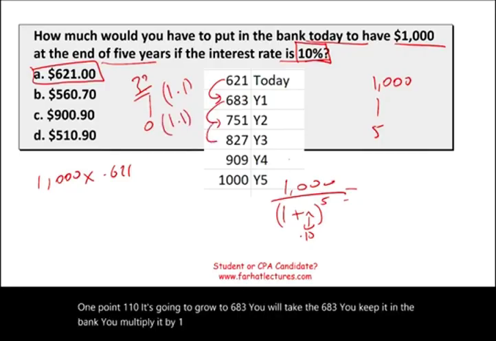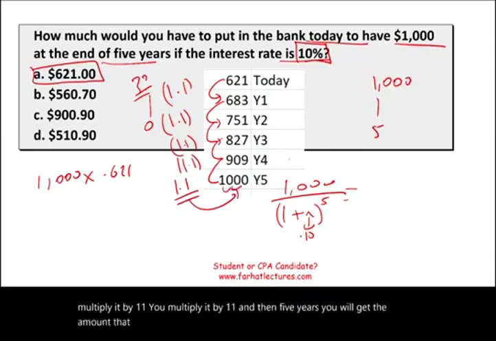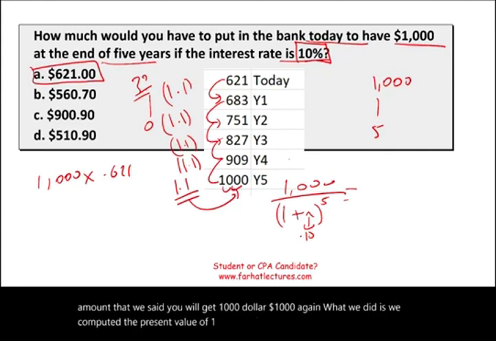It's going to give you 751. You multiply it by 1.1, you multiply it by 1.1, you multiply it by 1.1, and in 5 years you will get the amount that we said you will get, $1,000. Again, what we did is we computed the present value of one single amount, which is good.